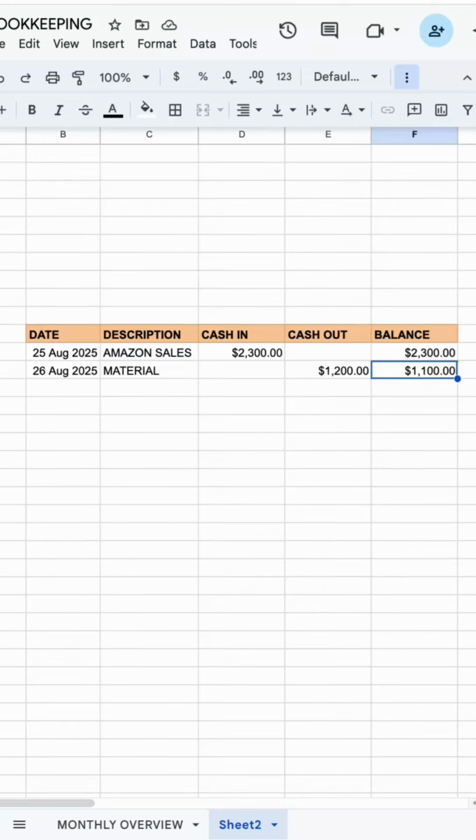With the help of this cash book, you can track all your transactions, like your income and expenses, easily.